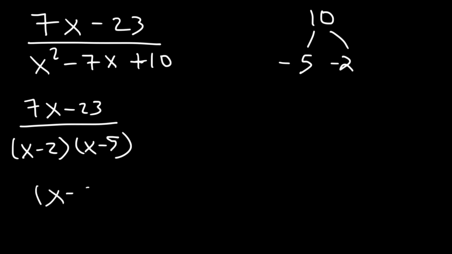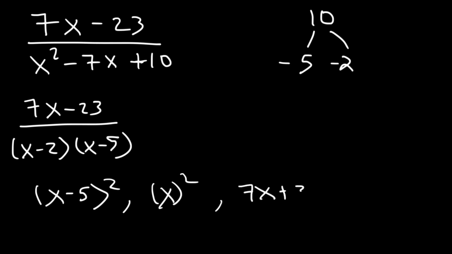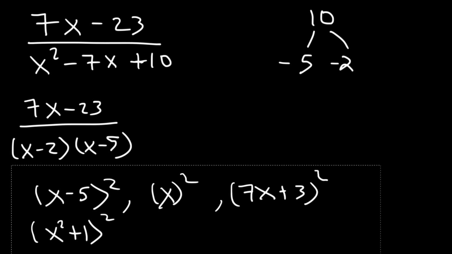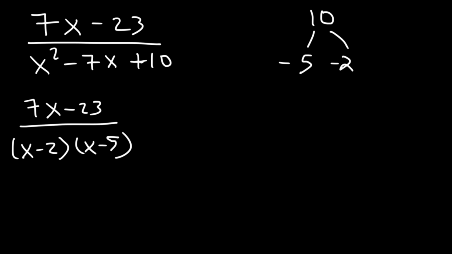How would you describe this term? This is known as a repeated linear factor. So x squared is also a repeated linear factor. 7x plus 3 squared, that's a repeated linear factor. Now x squared plus 1 squared, that's a repeated quadratic factor. Be familiar with these terms because it's going to affect the way this fraction is decomposed.